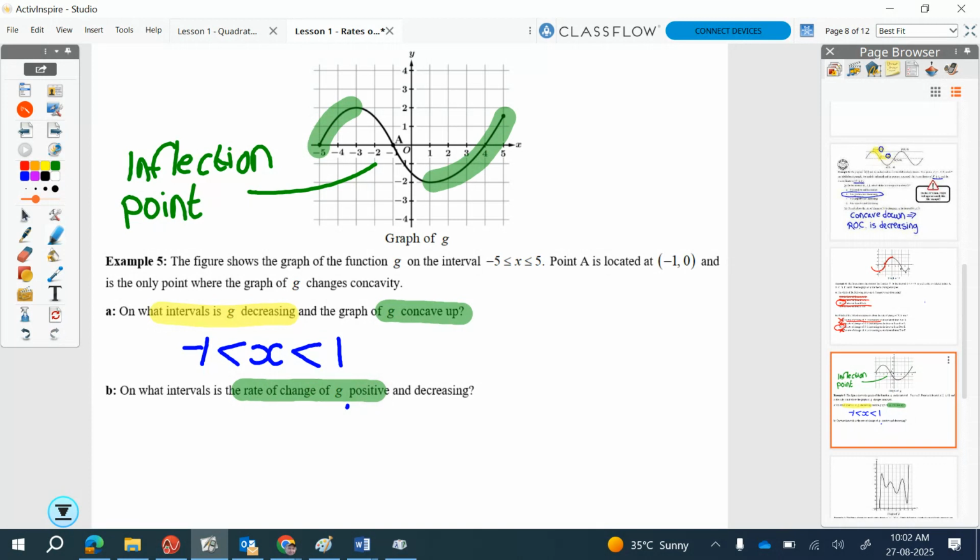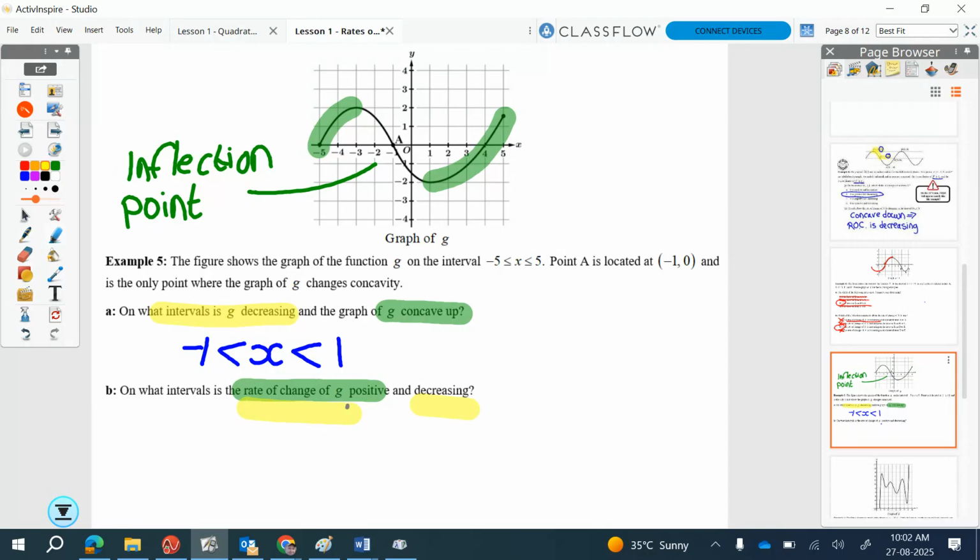Now the second part, the rate of change is decreasing. So the rate of change decreasing means we can look at the concavity. So do we want concave up or concave down? Half of you are right. So if the rate of change is decreasing, then it's going to be concave up.